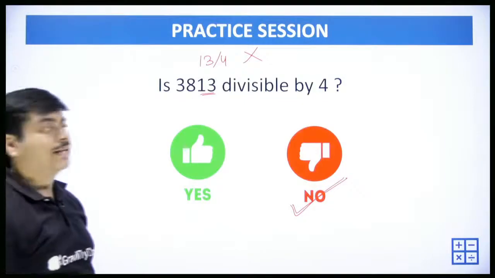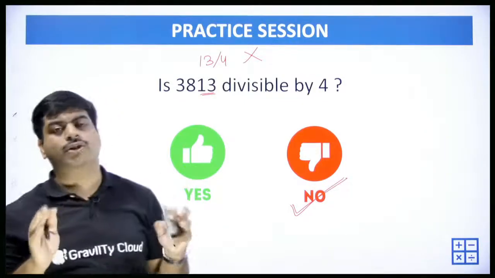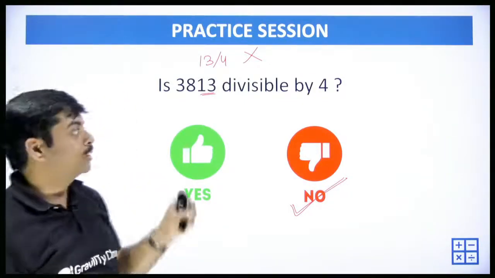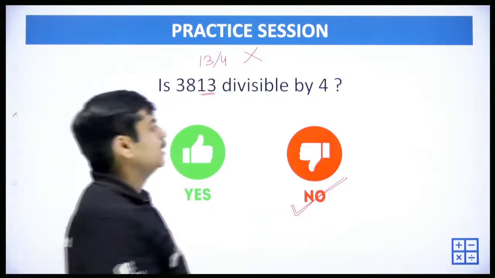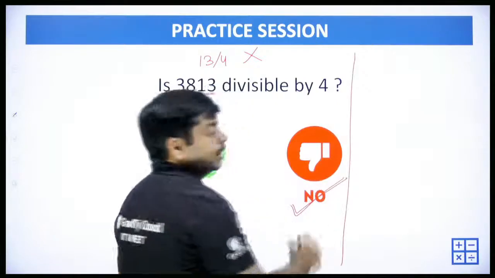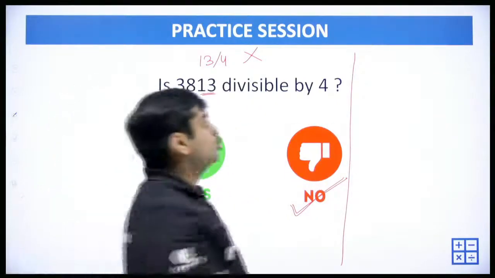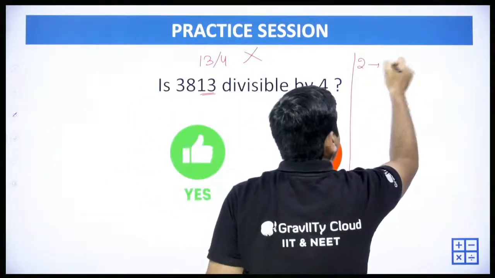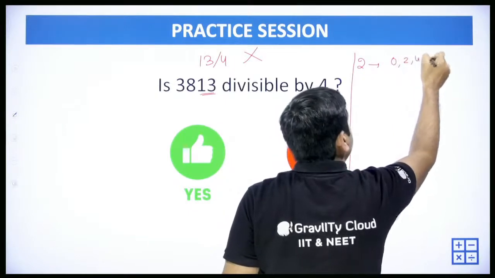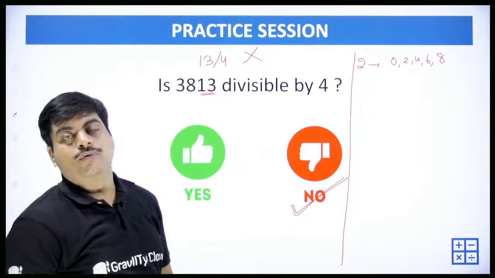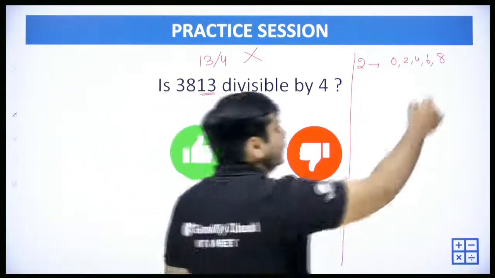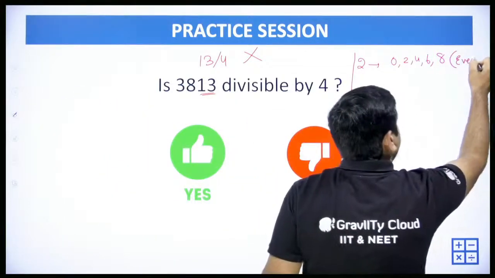So that's all for today's class. We have discussed a lot of questions, many divisibility rules of all the numbers. Once again, let me recall all the divisibility rules for you here. The number divisible by 2 should have 0, 2, 4, 6, 8 in the units digit, or simply it should be an even number.